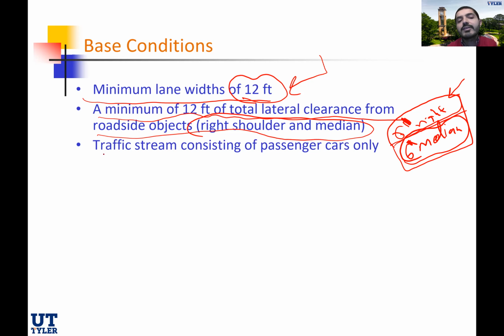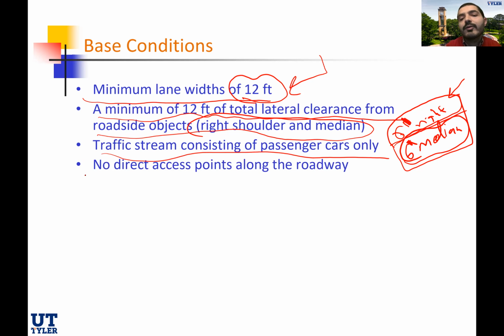Next is a traffic stream consisting of passenger cars only. That's another similarity between multi-lane highway base conditions and freeway base conditions. The ideal condition is to have all the drivers on this facility driving small passenger cars. Why is that? Because the higher the percentage of trucks on the street, the lower the free flow speed overall, and therefore the lower the level of service.